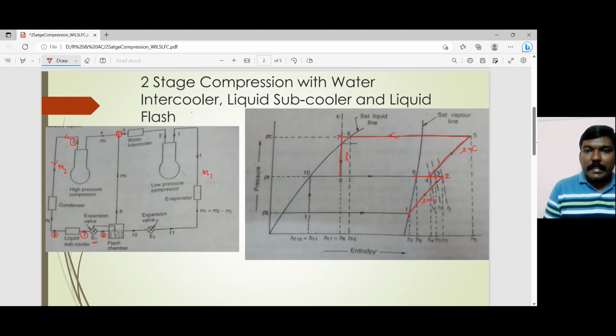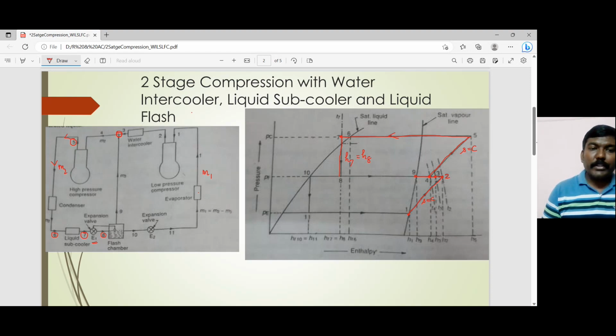So since it is a throttling process where enthalpy is constant, H7 is equal to H8. Okay, and then there comes the flash chamber. So in the flash chamber, the condensed refrigerant, the refrigerant liquid, enters into this particular flash chamber.